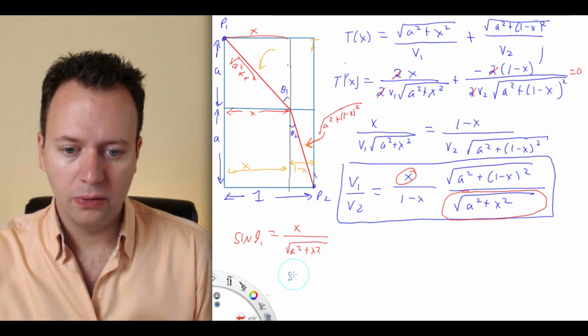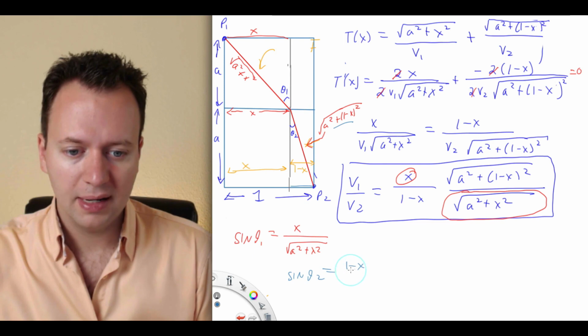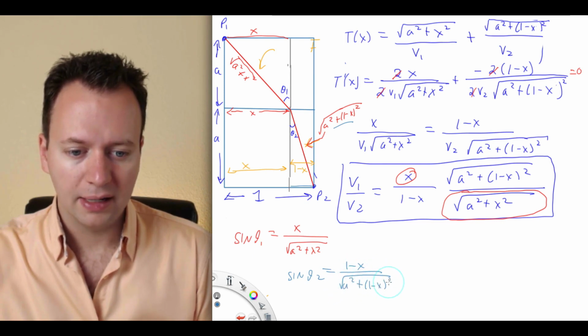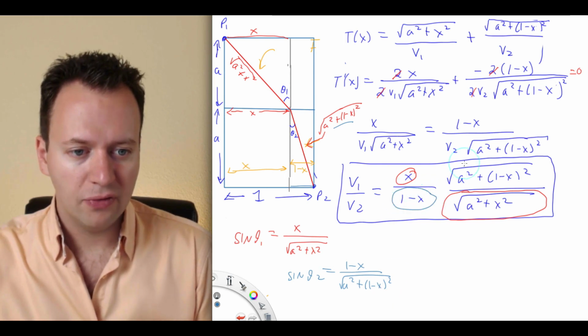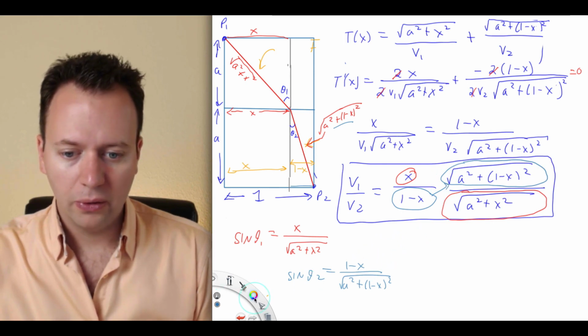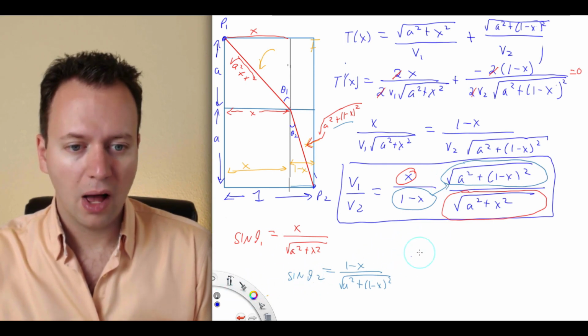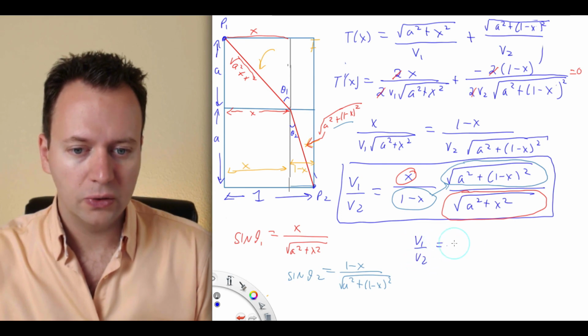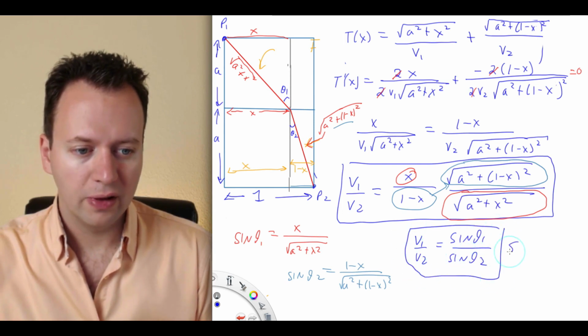Similarly, sine of theta 2, well, here's theta 2, opposite is 1 minus x, and then the hypotenuse is this. So sine of theta 2 is 1 minus x over the square root of a squared plus 1 minus x quantity squared. And notice that we have that ratio in the denominator right there, this over that. So using this observation, we see that v1 over v2 has to equal sine of theta 1 over sine of theta 2. And that recovers Snell's law.